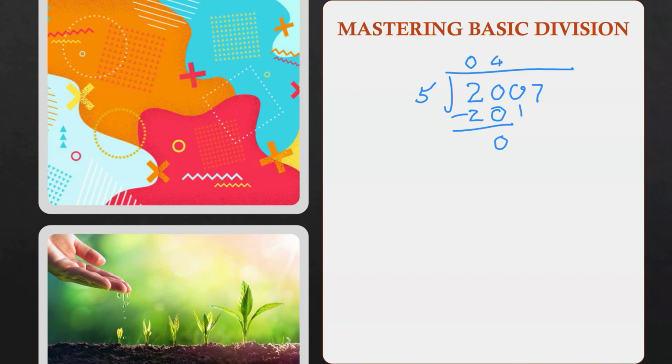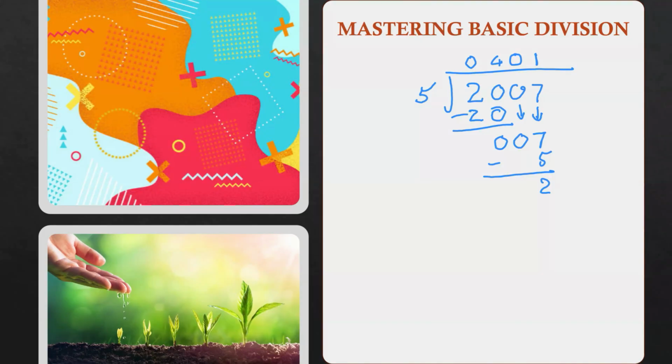Now, the 0 will go down. Obviously, 5 can't go into 0, so you need to put a 0 up the top. And then 7 go down. Now 5 go into 7, you get 1 time. 1 times 5 is 5, you put a 5 in, you subtract, then you have 2. All right, now we run out of digit in the dividend. Okay, so what do we do now?